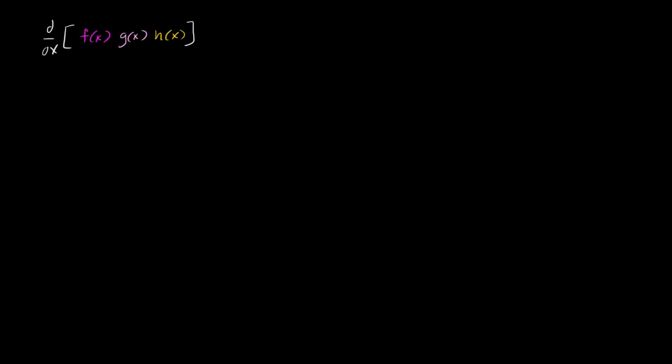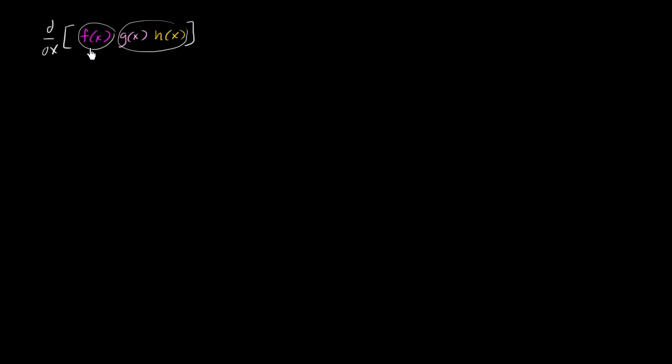What I want to do in this video is think about how we can take the derivative of an expression that can be viewed as the product not of two functions, but of three functions. And we're going to do it using what we know of the product rule. The way we can think about it is we can view this as the product first of two functions, this function here and then that function over there, and then separately take the derivative.